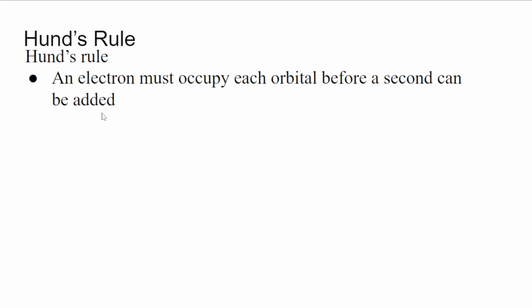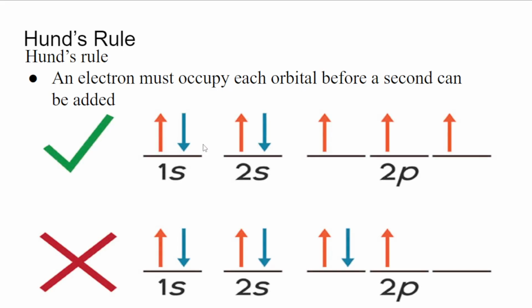Hund's rule. An electron must occupy each orbital before a second can be added. So before we can go in and add additional electrons to our p orbitals here, like this is wrong because we have to add 1 in each, and then we can start doubling up.